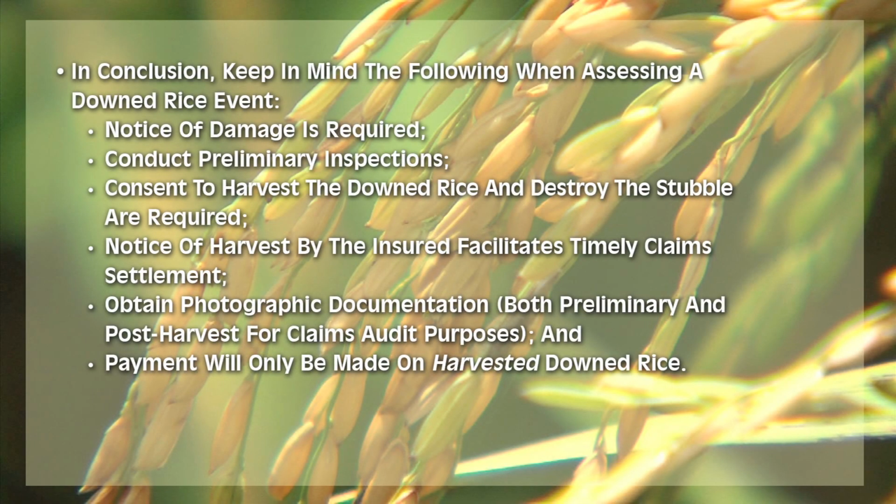In conclusion, keep in mind the following when assessing a downed rice event. Notice of damage is required. Conduct preliminary inspections. Consent to harvest the downed rice and destroy the stubble are required. Notice of harvest by the insured facilitates timely claim settlement. Obtain photographic documentation, both preliminary and post-harvest, for claims audit purposes, and payment will only be made on harvested downed rice.